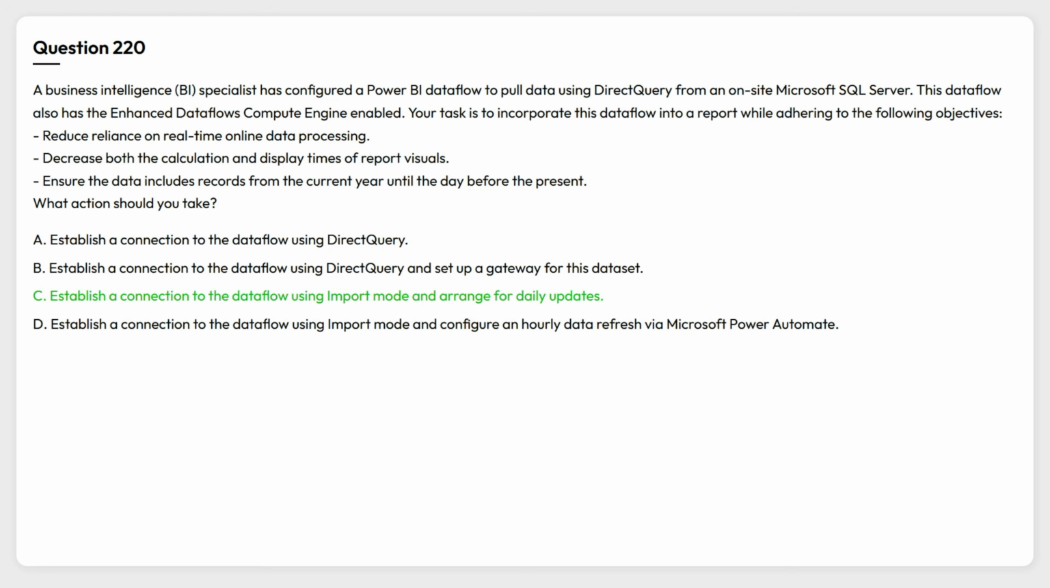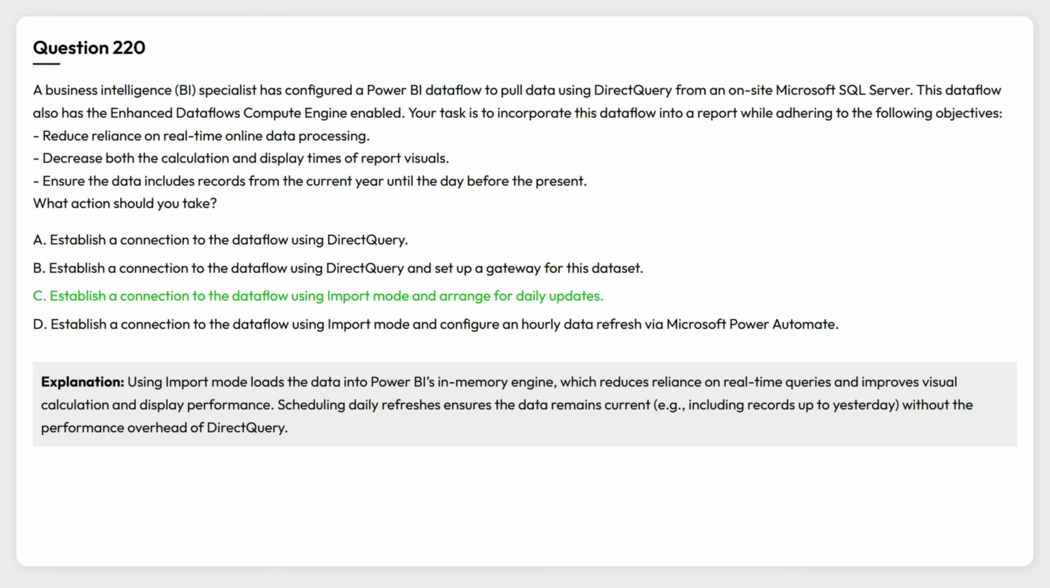The correct answer is option C, establish a connection to the data flow using import mode and arrange for daily updates. Using import mode loads the data into Power BI's in-memory engine, which reduces reliance on real-time queries and improves visual calculation and display performance. Scheduling daily refreshes ensures the data remains current, for example including records up to yesterday, without the performance overhead of direct query.